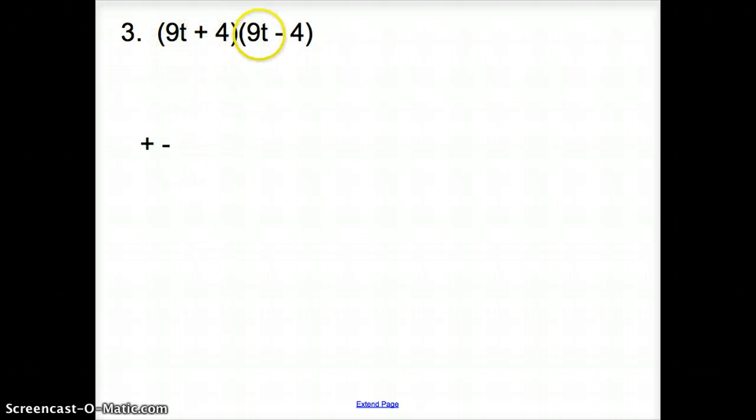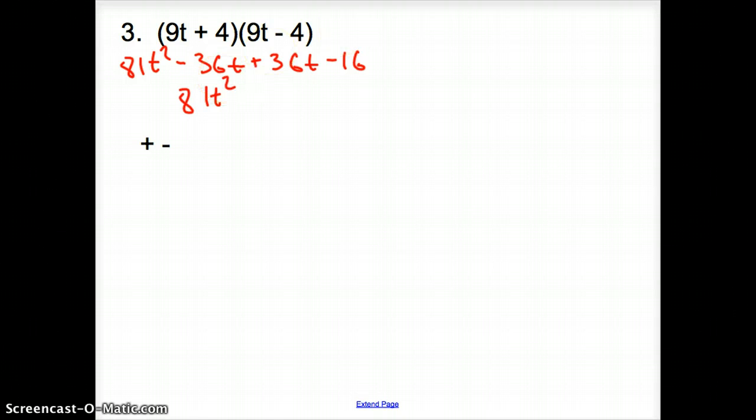And our last example, here, what do we have? We have the same exact thing, except we have a plus and a minus sign. So now we simplify this to get 81t squared, that 9t times 4 to get a negative 36t, that 4 times 9t, which is plus 36t, 4 times 4, which is minus 16. Simplifying, we get 81t squared. Now, this and this cancel out because they're the exact opposite, bringing down the 16 for our answer.